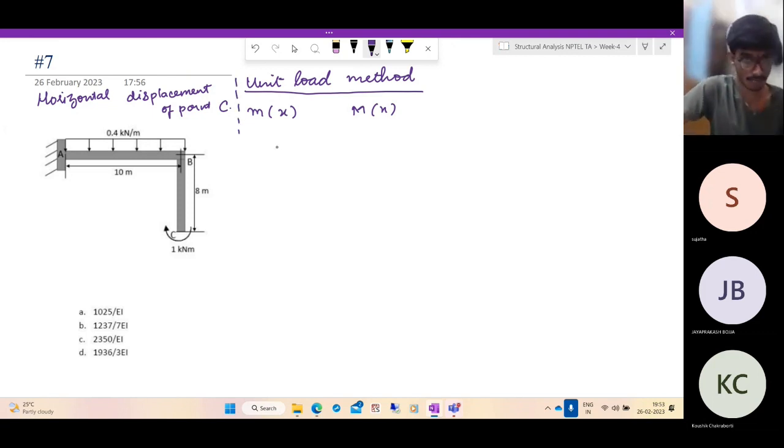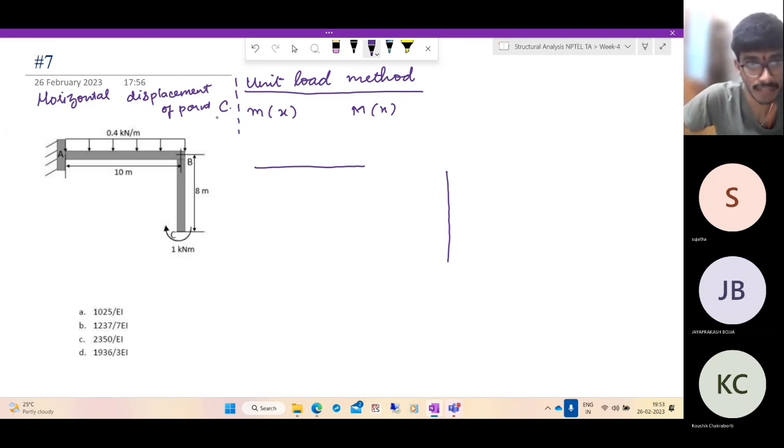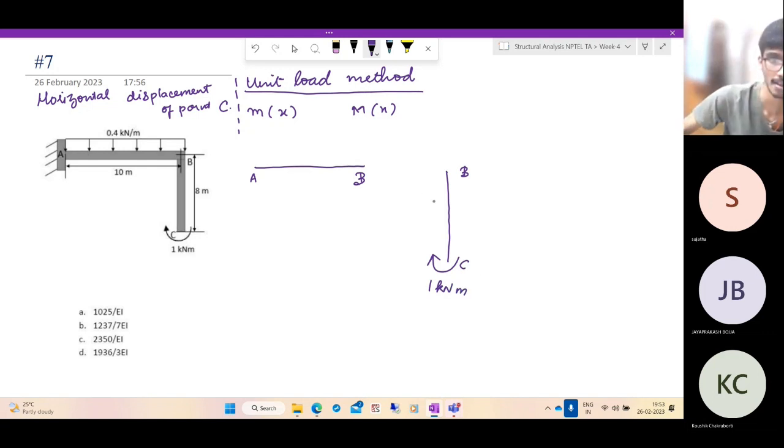So what is the real system? Let us solve the real system first. As usual, first step always is to draw the free body diagram. So isolate the members as we do it for trusses. This is A, B, B, C. At C, we have a concentrated moment of 1 unit, 1 kilonewton meter. And there is no other force coming onto this. At B, we can have.